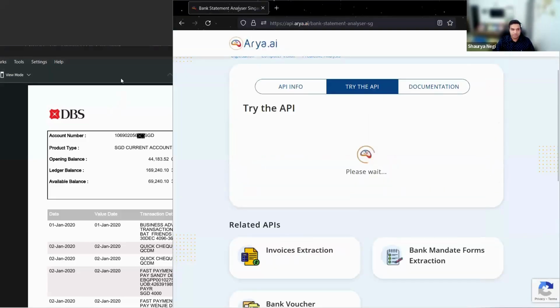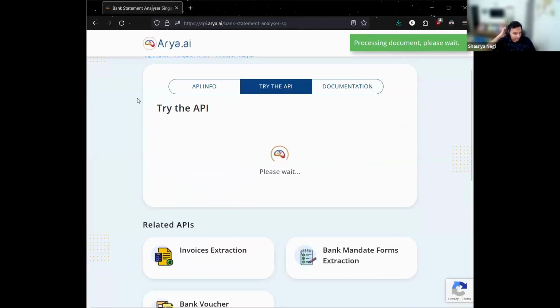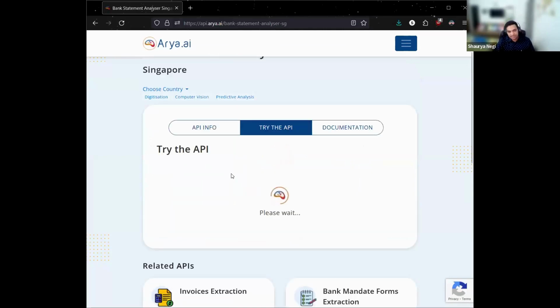And while it is being processed, I will talk about the BSA, as I said, it highlights crucial trends and anomalies in a particular bank statement. The BSA API has a presence in around 13 countries, including the Philippines, Singapore, Vietnam, Indonesia, India, etc. I'd also like to mention that the BSA API is extremely versatile. We provide data in three formats, that is Excel, JSON, and PDF.